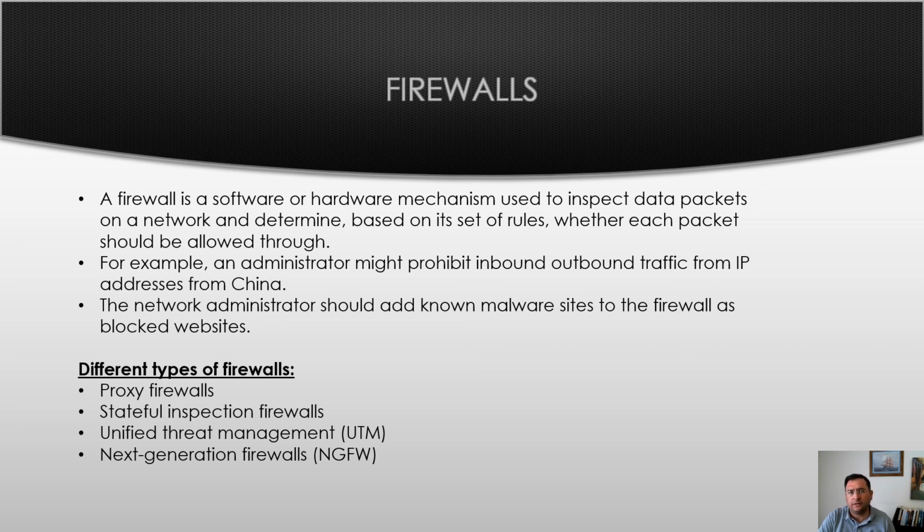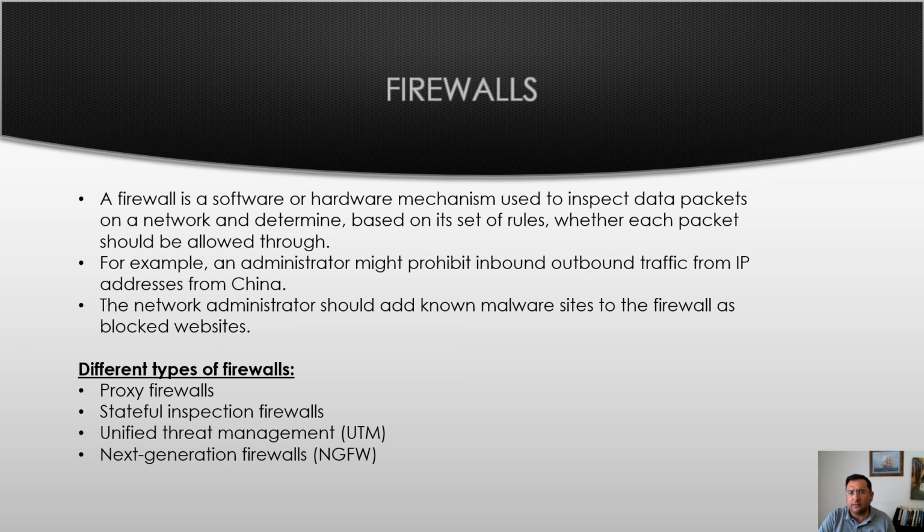A firewall is a network security device that monitors and filters incoming and outgoing network traffic based on the organization's previously established security goals. At its most basic, a firewall is essentially the barrier that sits between a private internal network and the public internet. For example, an administrator might prohibit inbound and outbound traffic from IP addresses from China. The network administrator should add known malware sites to the firewall as blocked websites.